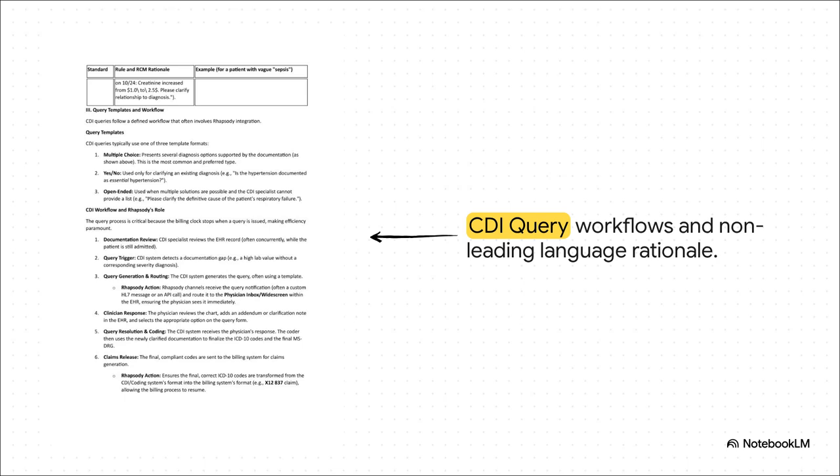Instead, a compliant non-leading query just presents the clinical indicators, like the low blood pressure and the high lactate, and asks the physician to provide their definitive diagnosis based on those facts alone. This is what prevents aggressive documentation practices that end up triggering Office of Inspector General, or OIG, fraud scrutiny.